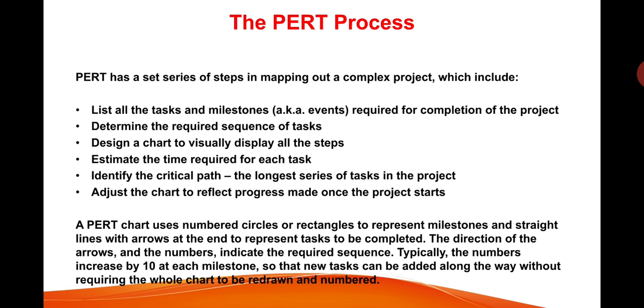There are a few steps in the PERT process. First, list all the tasks and milestones required for completion of the project. Second, determine the required sequence of tasks. Third, design a chart or visually display all the steps. Fourth, estimate the time required for each task. Fifth, identify the critical path, the longest series of tasks in the project. Sixth, adjust the chart to reflect progress once the project starts.